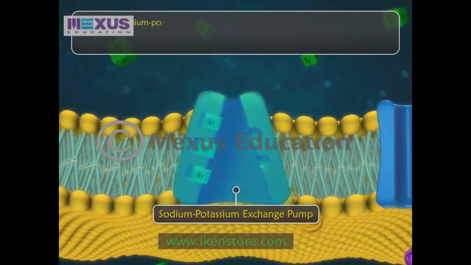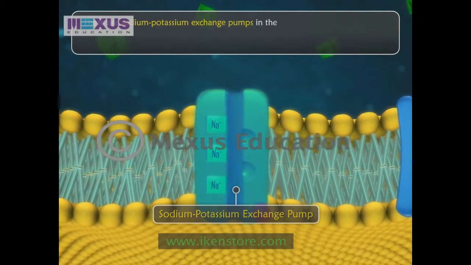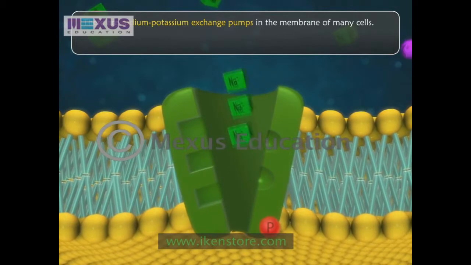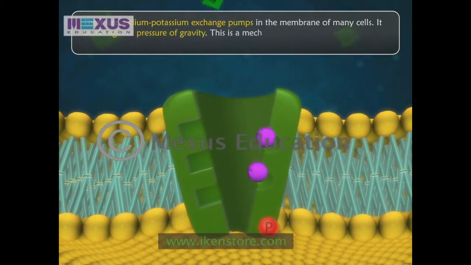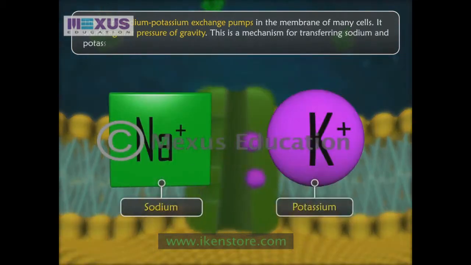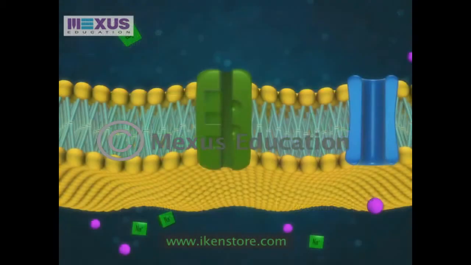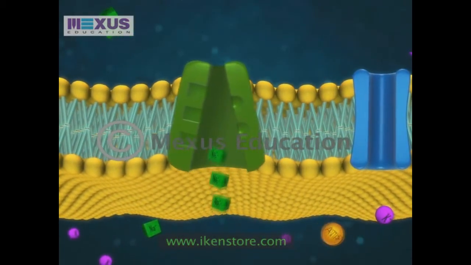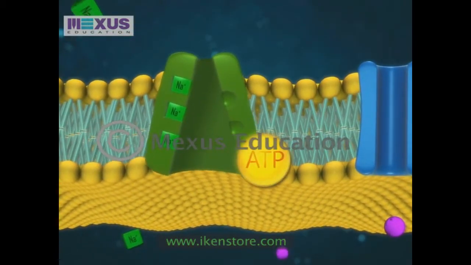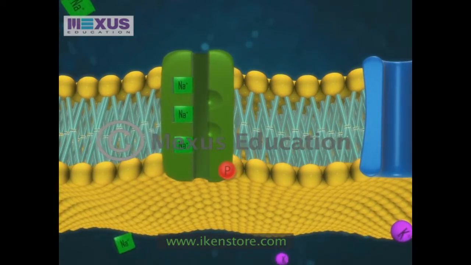There are sodium-potassium exchange pumps in the membrane of many cells. It works against the pressure of gravity. This is a mechanism for transferring sodium and potassium against their electrical gradients. For this process, energy is utilized from ATP in the same way.